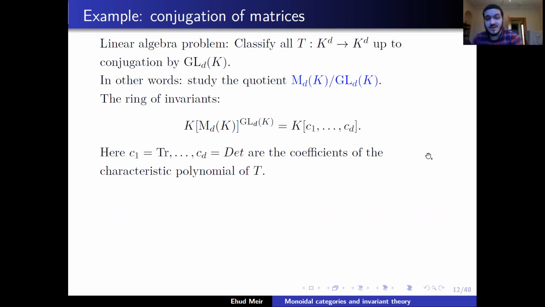Okay, so think about it like this. You do know that trace of a matrix doesn't change by conjugation, determinant as well, and all the coefficients of the characteristic polynomial, they also don't change under conjugation. But in fact, it's more than that. They are all algebraically independent, and they generate the ring of invariants that we have here.